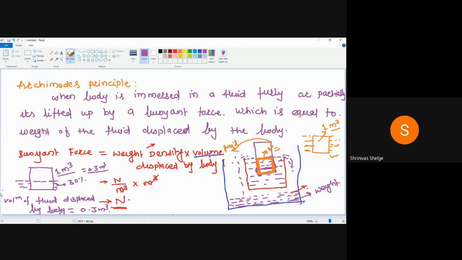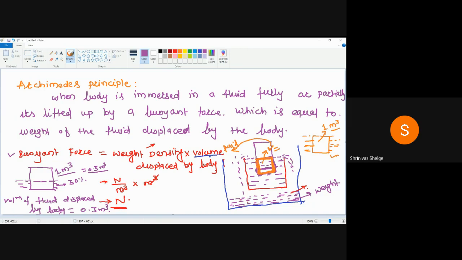So this is about the Archimedes principle and the magnitude of the buoyant force. So here we can find out the magnitude of the buoyant force. Buoyant force equals weight density into volume displaced by the body. Correct. So now we know all the parameters required to define the force. That is the magnitude of the buoyancy force, which we can calculate by using this formula.